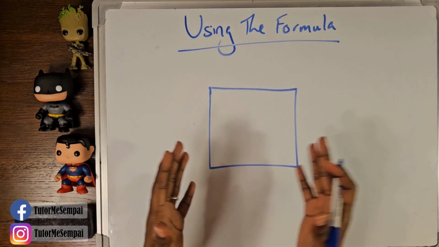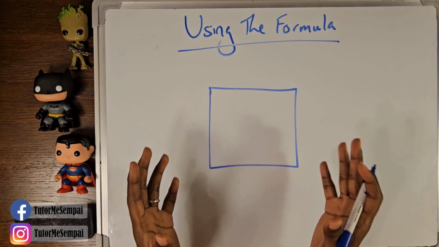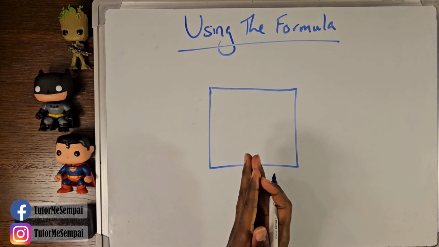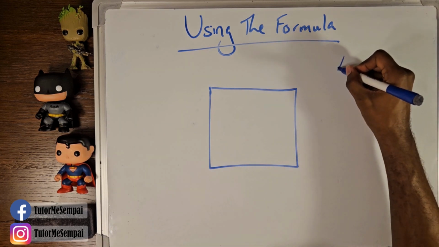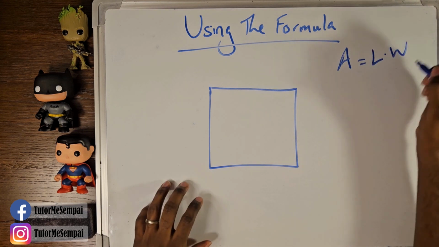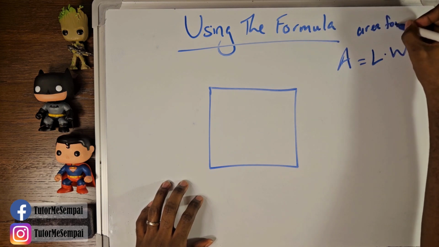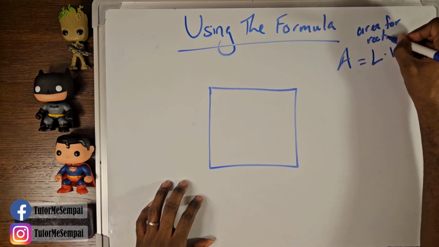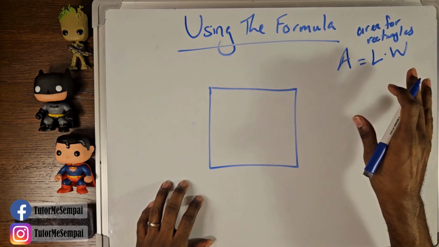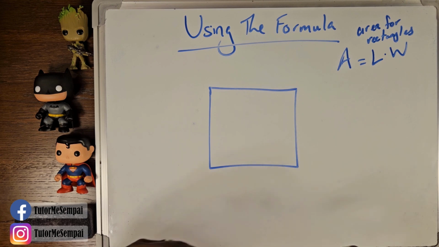So today we're going to be talking about how to find the area of a square. And I have some good news for you if you know how to find the area of a rectangle. If you recall, the area of a rectangle was length times width. This was the area formula for rectangles, right? So if you remember this is actually going to be very helpful for your square.